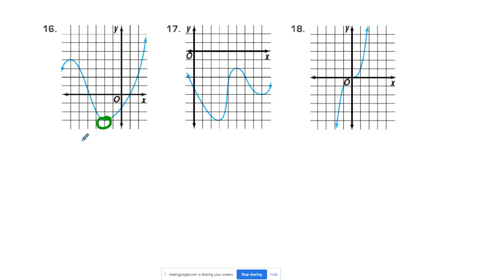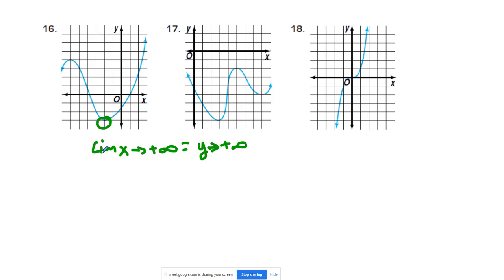So as x gets really large, y is going to be getting really large. So as x goes to positive infinity, maybe this is the best notation: the limit as x goes to positive infinity of y is positive infinity. Y goes to positive infinity. So I'm just putting some symbols in here.